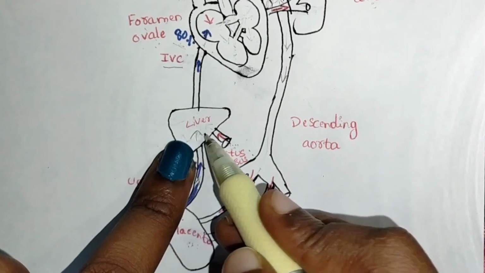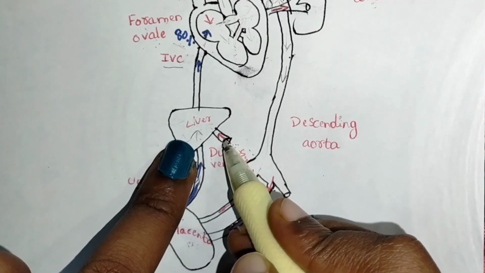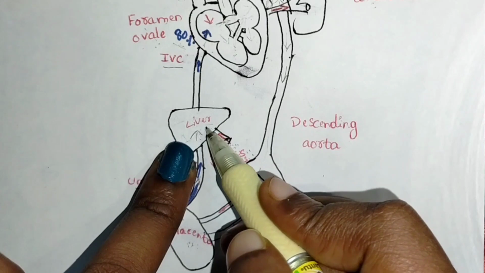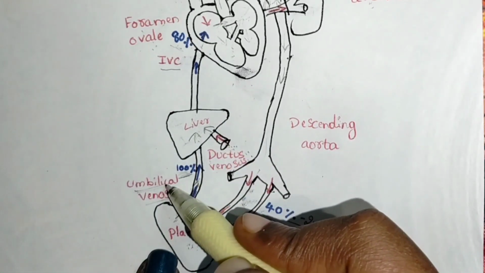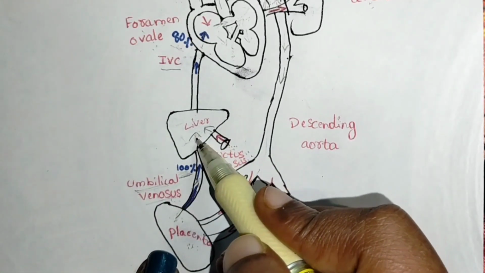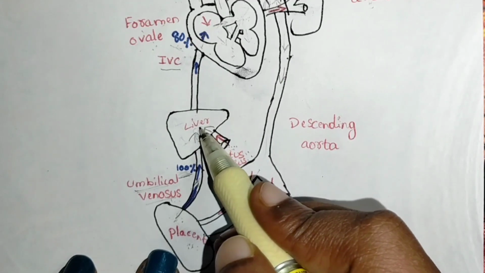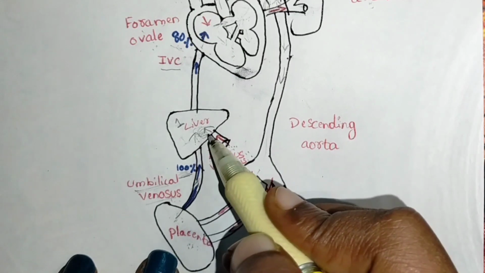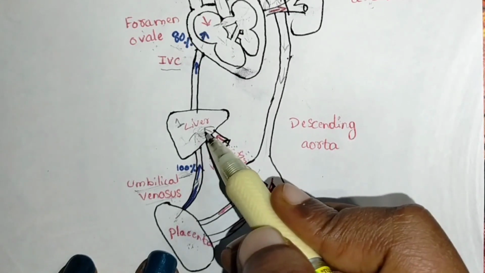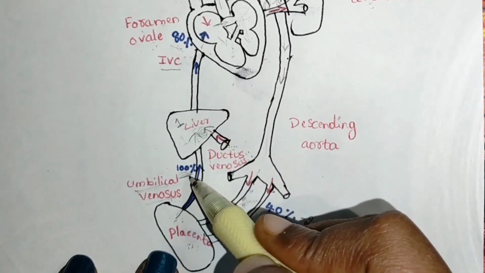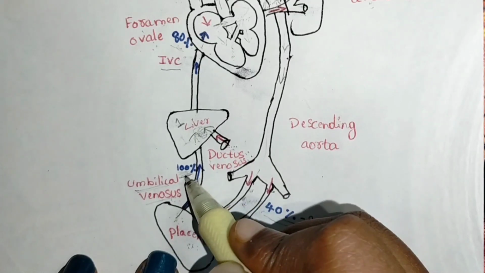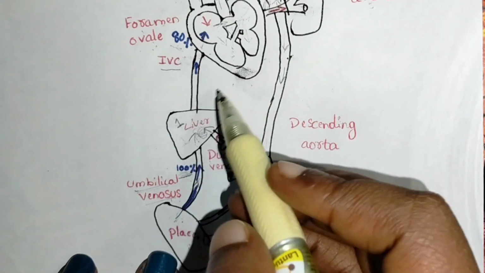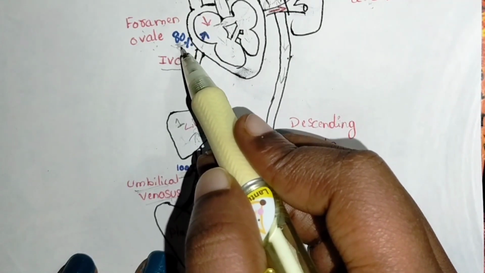When it reaches the liver, deoxygenated blood comes from the ductus venosus, and from the umbilical vein, oxygenated blood comes. And here both bloods get mixed up. This is the first place where the oxygenated and deoxygenated blood get mixed up. Here the blood is actually 100% oxygenated. This 100% oxygenated blood gets mixed with the deoxygenated blood and becomes 80% oxygenated blood.